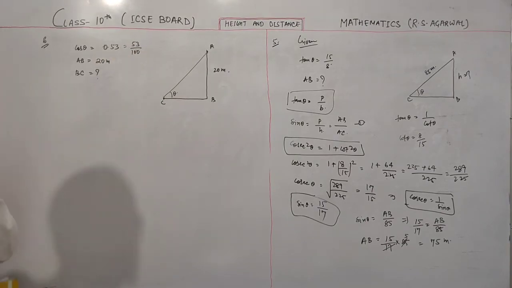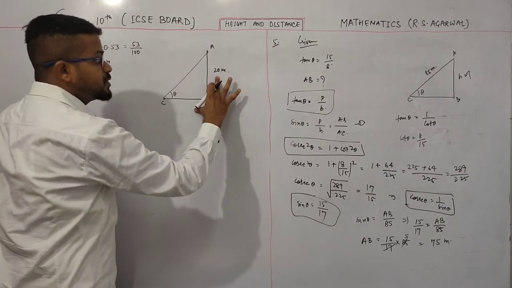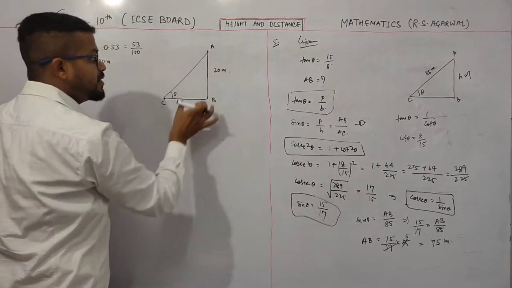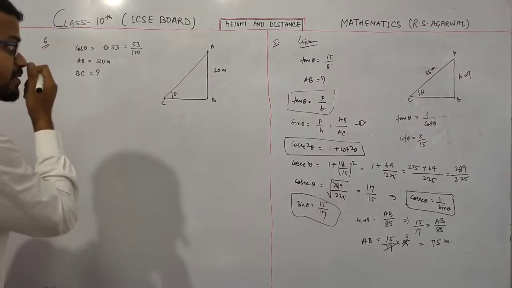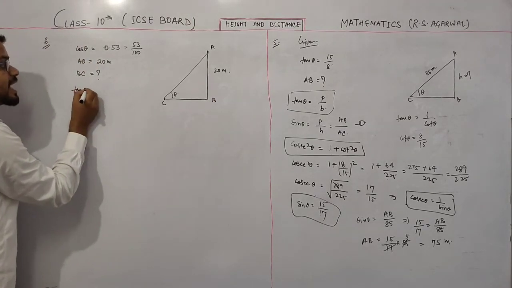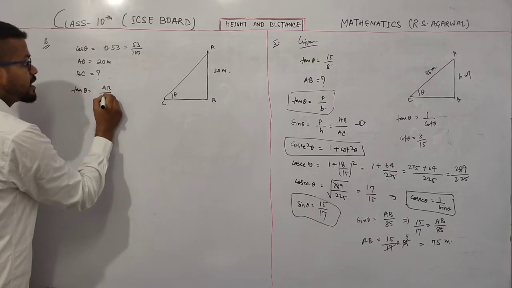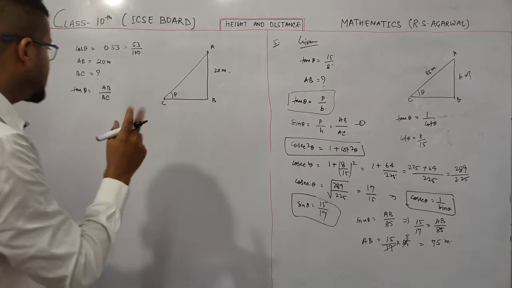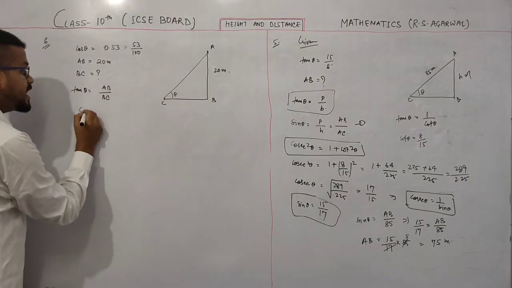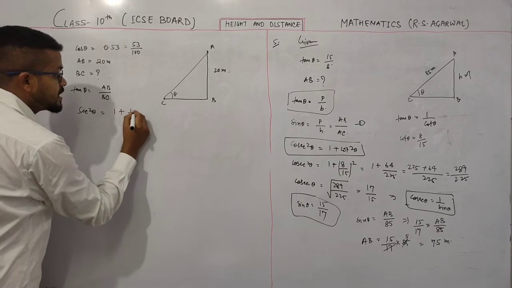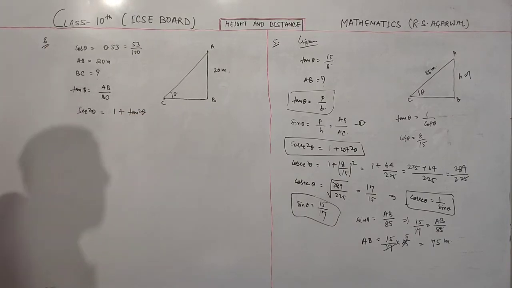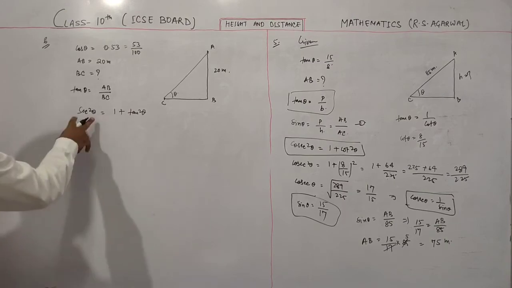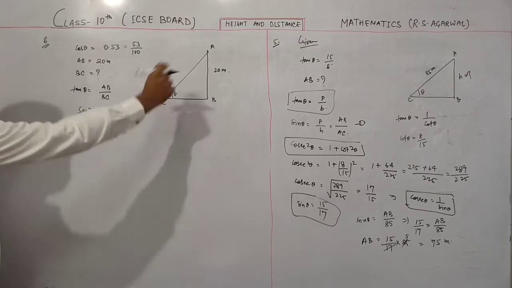After that, which trigonometrical ratio is perpendicular upon base? Tan theta. Tan theta is equal to perpendicular AB upon base. Now, how do we get the value of tan theta using cos theta? Remember the square relation, sec square theta is equal to 1 plus tan square theta. From here we easily get the value of tan square theta.